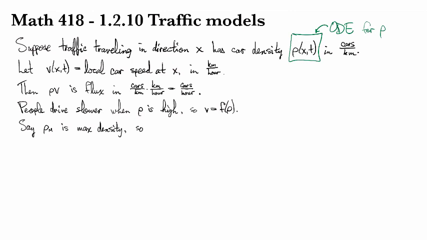And by maximum density, I mean that traffic is completely jammed, so motionless, once the density equals rho max. Okay, and so jammed means that velocity should be equal to 0, right?